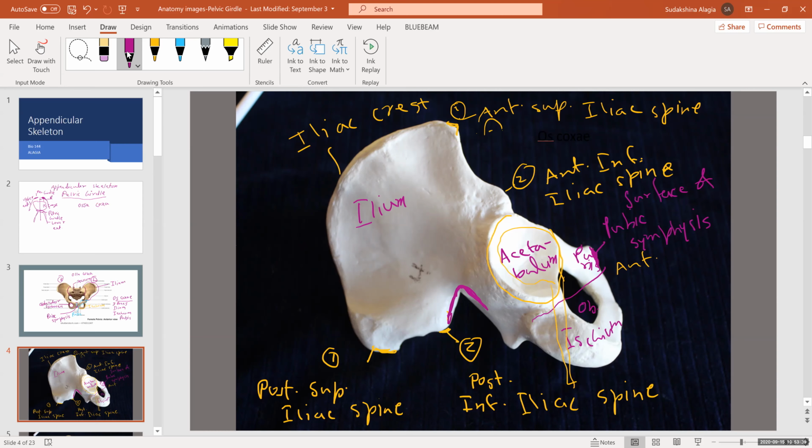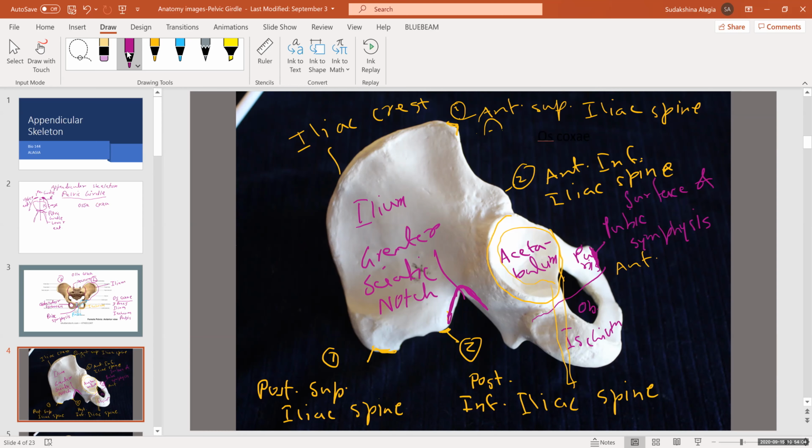The sciatic nerve is the longest nerve in the body that runs from the gluteal area to the bottom of your feet. So this notch is referred to as the greater sciatic notch.